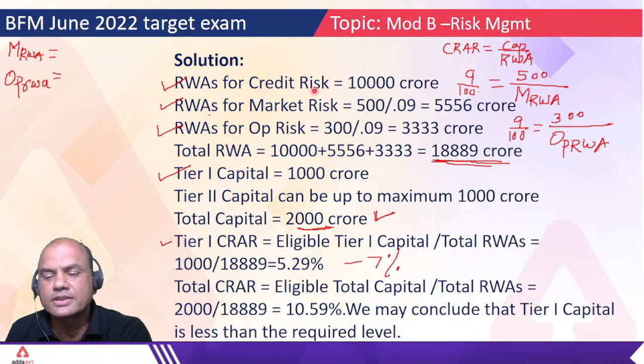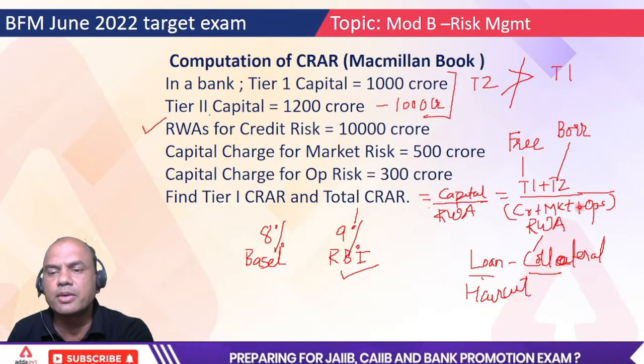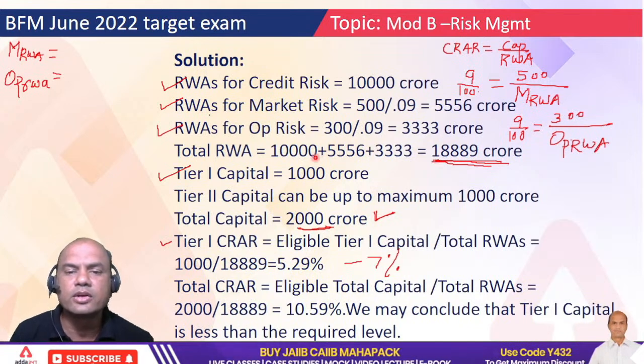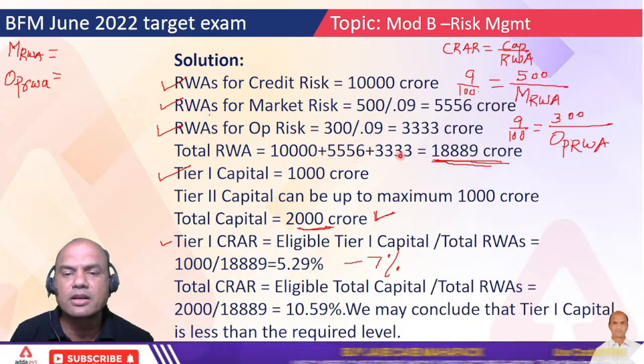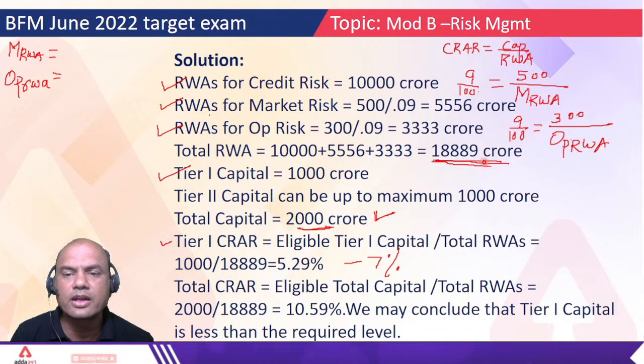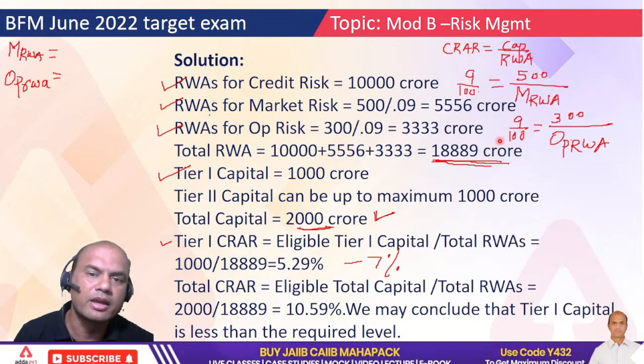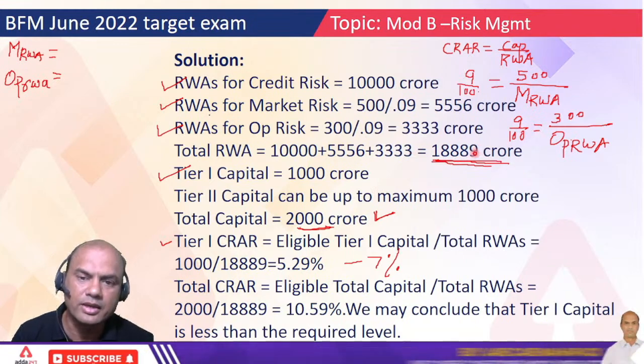What was the target? Total RWA: credit, market, ops, total. So now we have got all the 3. So add them. 10,000 plus 5556 plus 4 times 3. What is the answer you are getting? 18,889 crores. This is the total RWA.